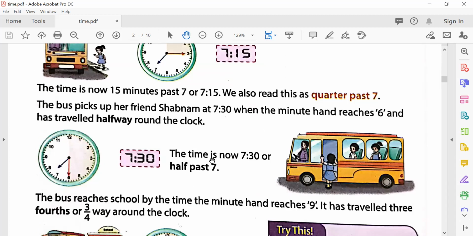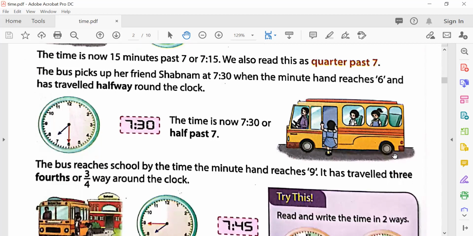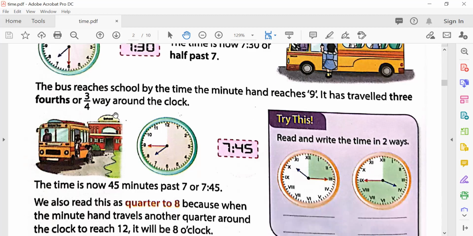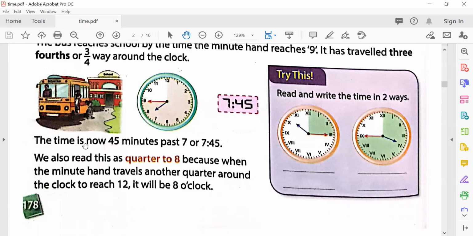And in her bus stop, when did the bus reach? It reached at 7:15. And in Shabnam's bus stop, it reached at 7:30. So the bus reaches school by the time the minute hand reaches 9. So another 15 minutes. It has traveled 3/4 way round the clock. So another 15 minutes and the bus reached the school. The time is now 45 minutes past 7, or 7:45.